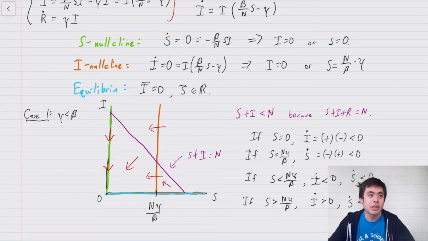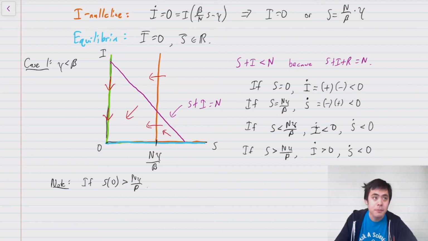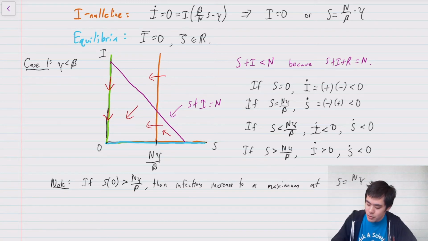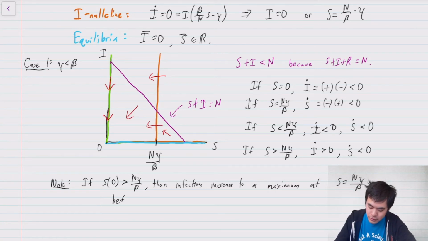And so there are a couple things to note. Note, if S of 0 is greater than n gamma over beta, so if our starting point is greater than n gamma over beta, then infections increase to a maximum at S is equal to n gamma over beta, because everything's moving to the left, of course, and you can't change direction to go downward until you cross the nullcline, before decreasing. So the epidemic happens.